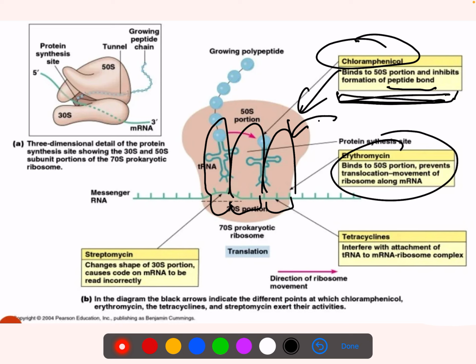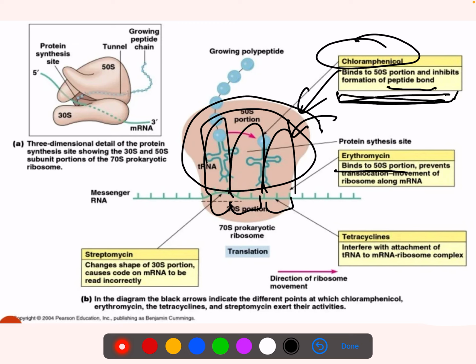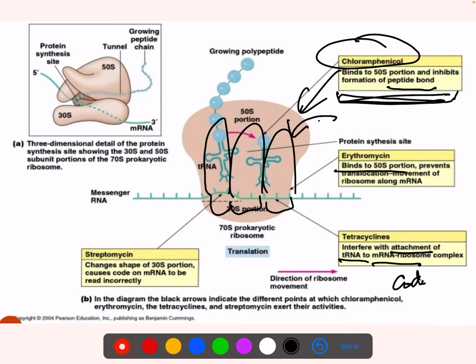Erythromycin, which you might have heard of before as a treatment for yourself or others, binds to the 50S, again, the large subunit, and prevents this whole subunit from moving along the mRNA. And then we have tetracyclines, which you might also have heard of, and tetracyclines interfere with the attachment of the tRNA to the mRNA. In other words, it interferes with the codons matching up with the anticodons. It just gets in the way so that those two things can't match up.